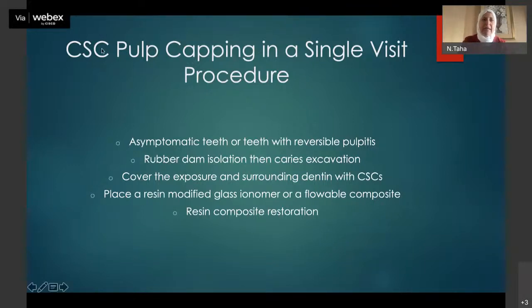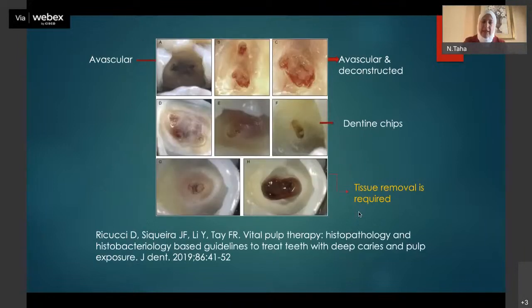So calcium silicate cement pulp capping material can be used in a single visit procedure. It can be done in asymptomatic teeth or teeth with reversible pulpitis: rubber dam isolation, then carious excavation. Rubber dam placement is a must. You can't attempt any deep carious excavation without rubber dam. Then you cover the exposure and surrounding dentine with calcium silicate material, and place a resin modified glass ionomer or a resin composite restoration in the same visit. It's very important that you attain a good coronal seal in the same visit.